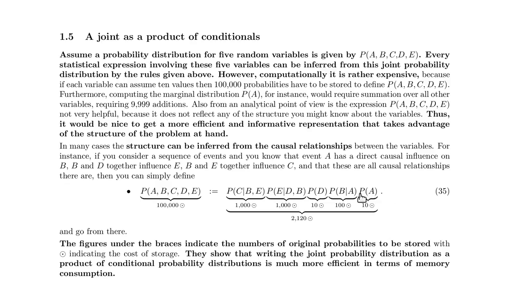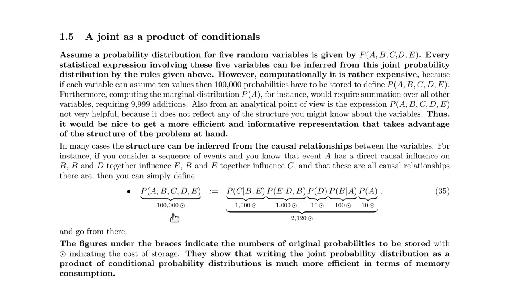So for those functions here that have just one variable, like P of A, we would need to store 10 values, and for those with two variables, we would have to store 100 values, and for those with three variables, we would have to store 1,000 values. So the storage requirement in this representation would be 2,120 as compared to 100,000 for the full joint probability distribution. So that's just 2% of that one here.